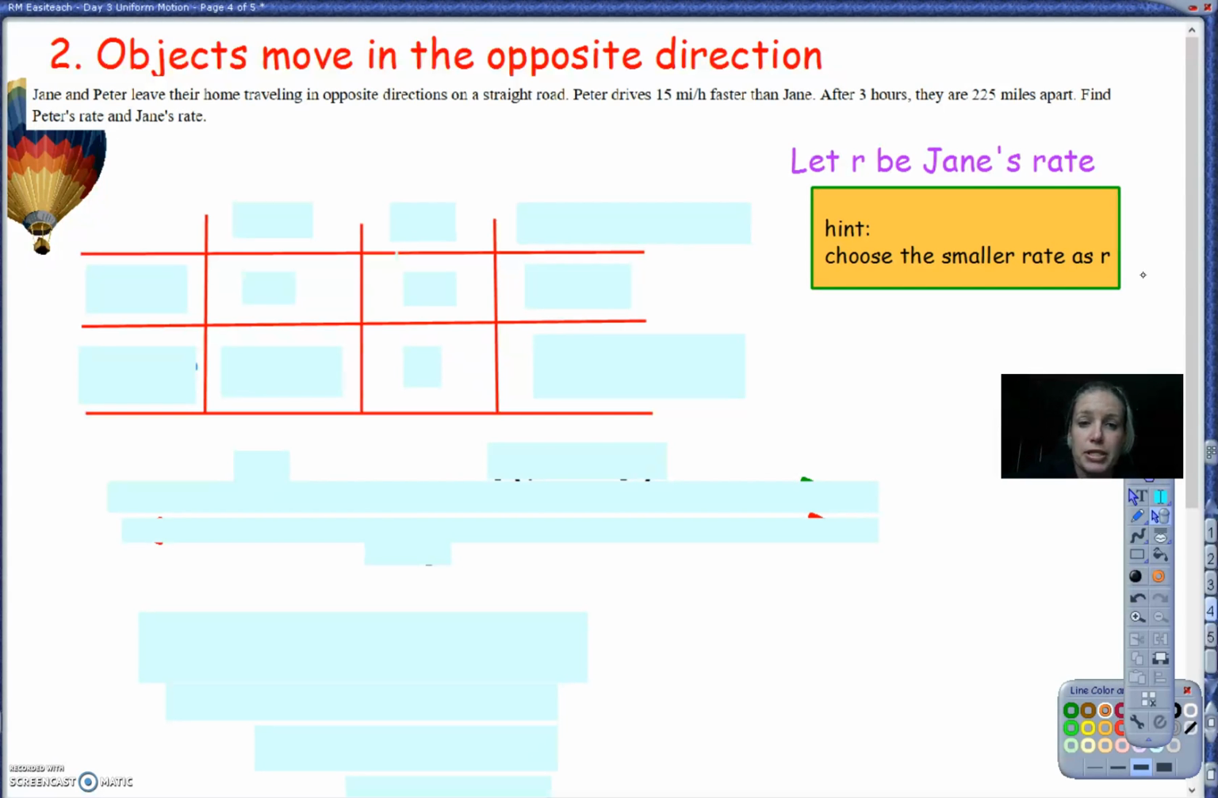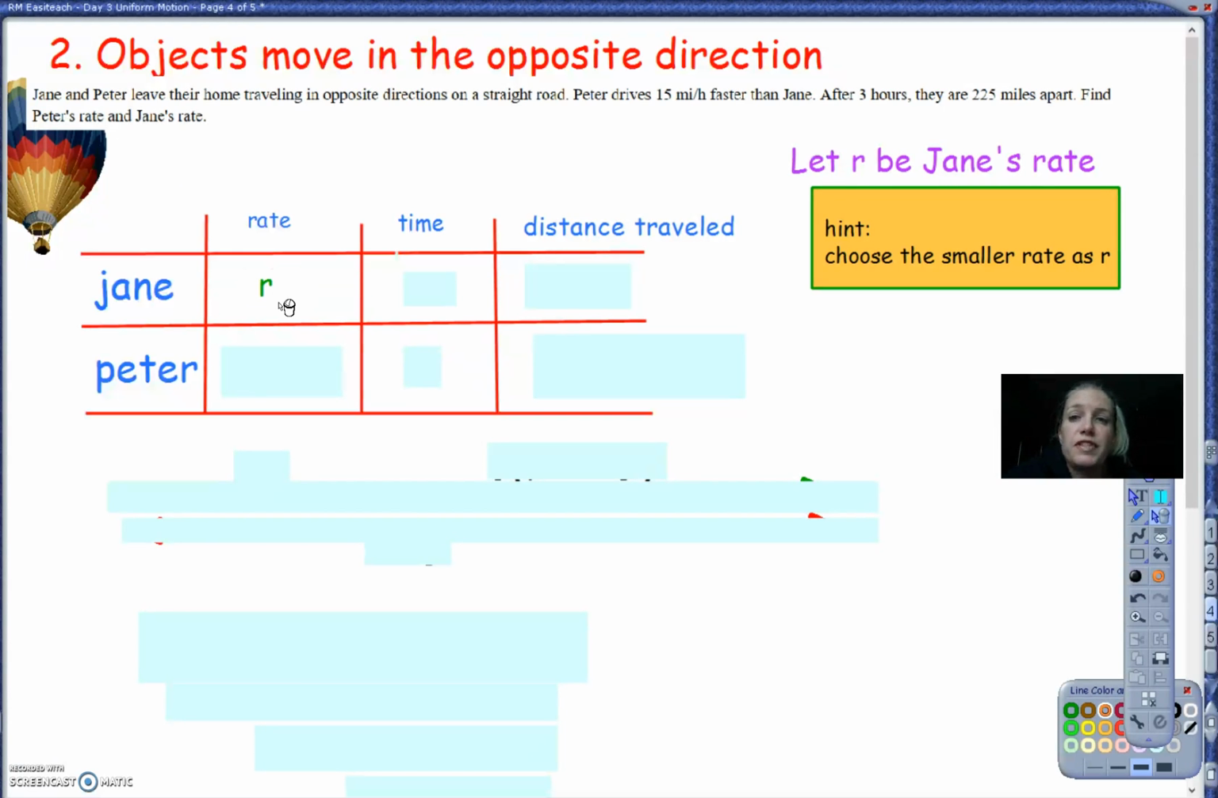All right, we're going to set up our table. Going down the sides, we have Jane and Peter. Going across the top, we're going to have our rate, our time, and our distance traveled. Those are the important things we need to find. The rate for Jane, well, we just said R is going to be the rate for Jane because she's traveling slower. So Peter's rate is going to be 15 miles per hour faster, so R plus 15.